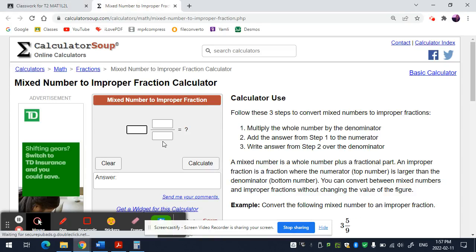What was the first fraction we did? The mixed fraction. It was 9 and 1/9. Look, everyone, you just have to put in 9, 1, 9. What answer did we get? What single fraction did we get that was also equal to that? What was our final answer for that problem? 82 over 9. So I'm going to hit calculate, and I will get the exact same answer.